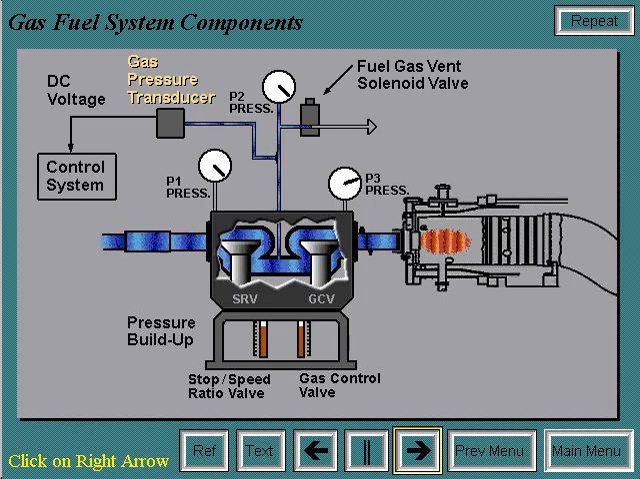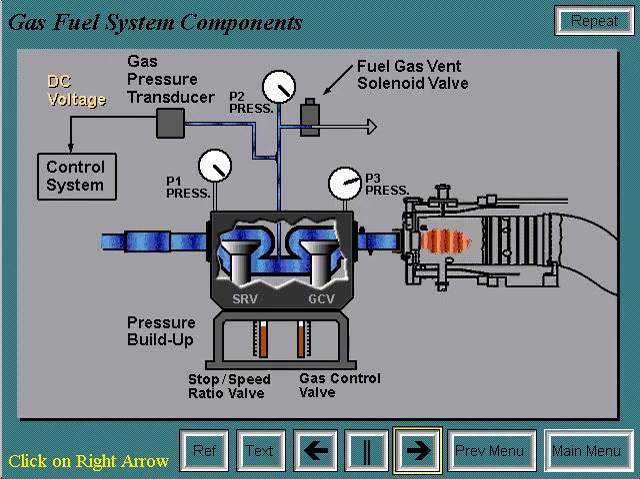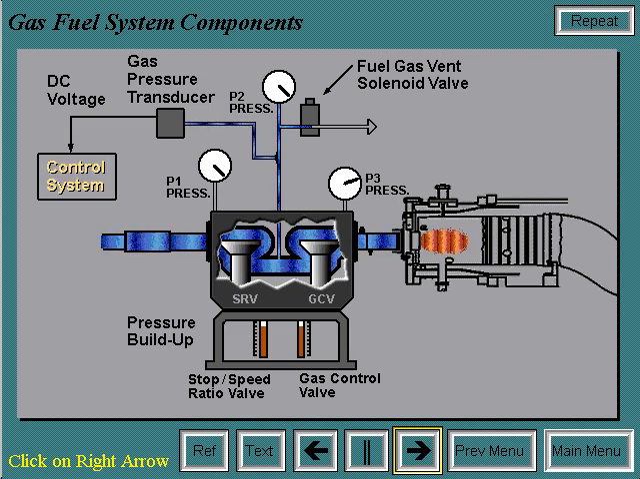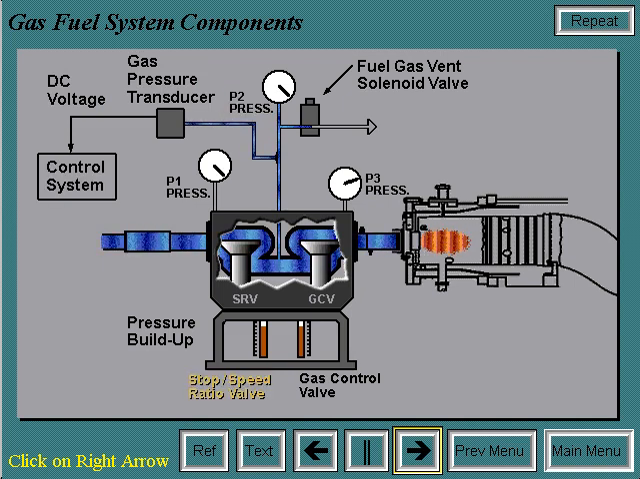The fuel gas pressure transducer has a DC voltage output directly proportional to pressure input in PSIG. This transducer provides the control system with a feedback signal for the operational fuel gas pressure, or P2 pressure, between the stop speed ratio and gas control valves.